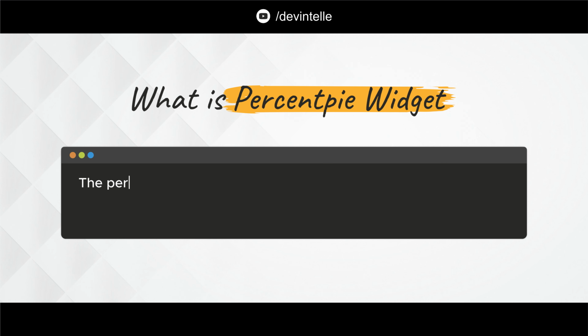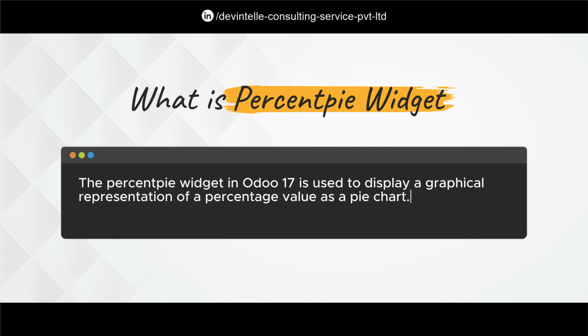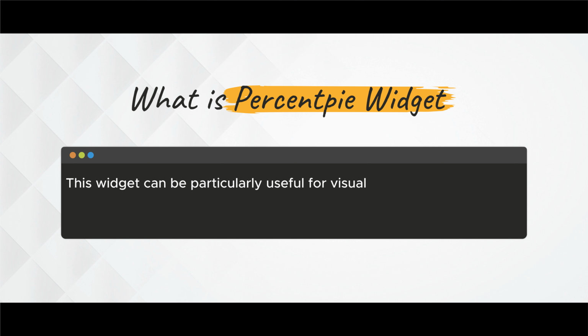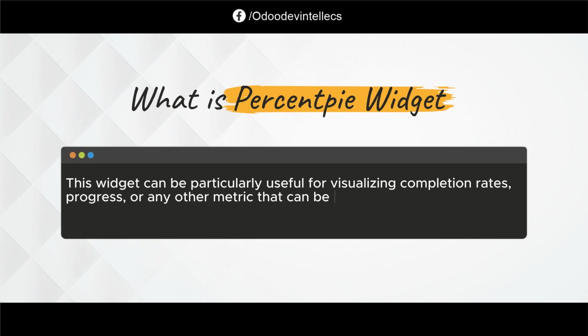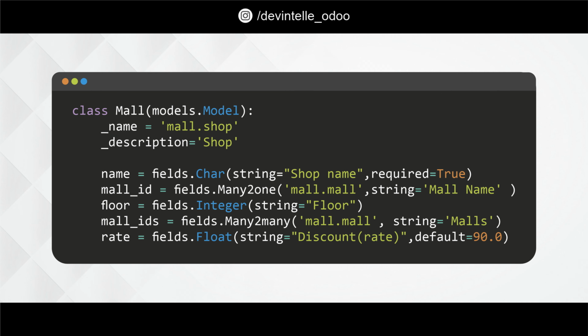The Percentpie widget in Odoo is used to display a graphical representation of a percentage value as a pie chart. This widget can be particularly useful for visualizing completion rate, progress, or any other metric that can be represented as a percentage. So let's understand by the example.